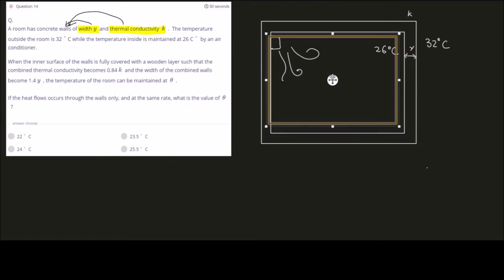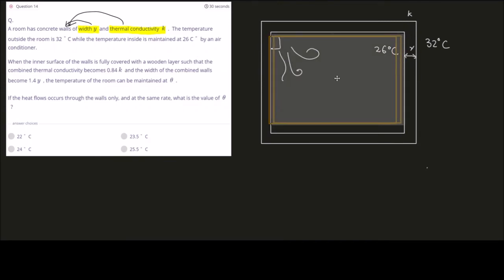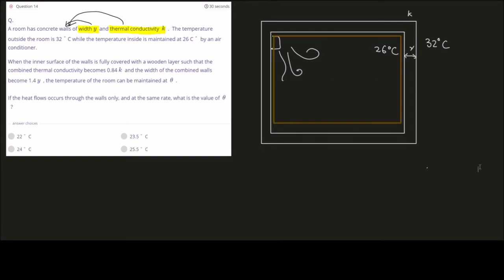Something like this. Okay, so you have an additional layer of wood, and this wooden layer caused the combined thermal conductivity. Yeah, I write it down there. The combined thermal conductivity is now 0.84 K. Before that it's K, now it's 0.84 K, and the width of the combined wall is now 1.4 Y. So the width, of course, you add something, the width will increase.